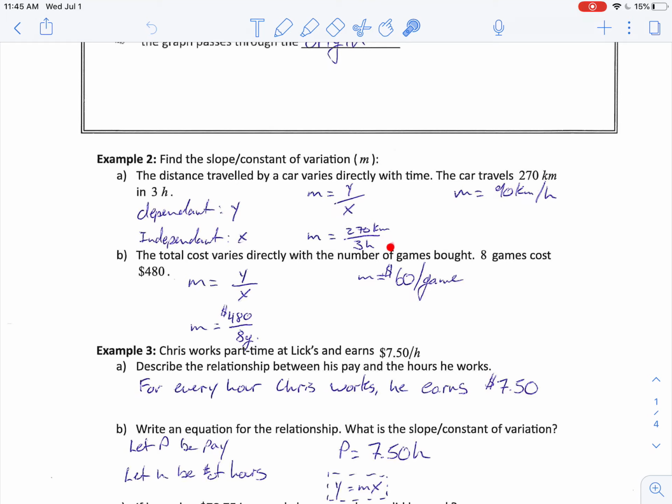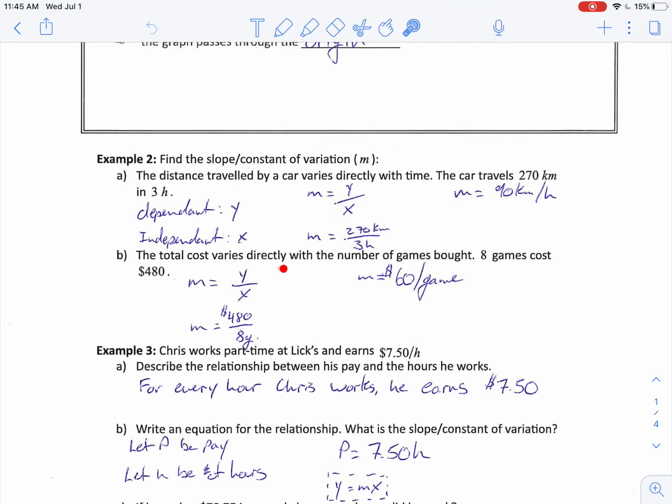When we take 270 divided by 3, we end up getting the unit rate of speed, which in this case is 90 kilometers per 1 hour. Well, we know that that is the constant of variation. So the slope or constant of variation is 90 per 1 hour, or 90.